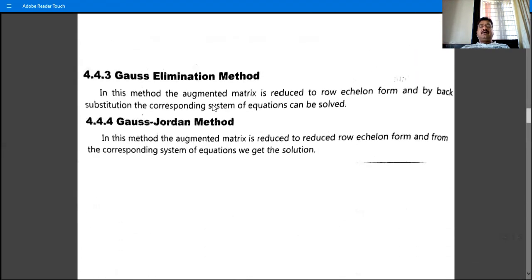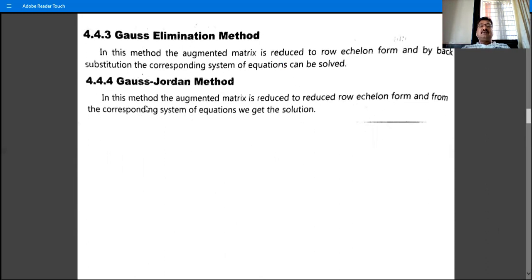So we will see two methods to solve a homogeneous or non-homogeneous system. The first is the Gauss elimination method. In this method, the augmented matrix, that is [A B], is reduced to row echelon form, and by back substitution we find the solution of the system. So what is the Gauss elimination method? First, write the system in matrix form, then write the augmented matrix, the combination of A and B, reduce the augmented matrix AB to row echelon form, and then find the solution. This is the Gauss elimination method.